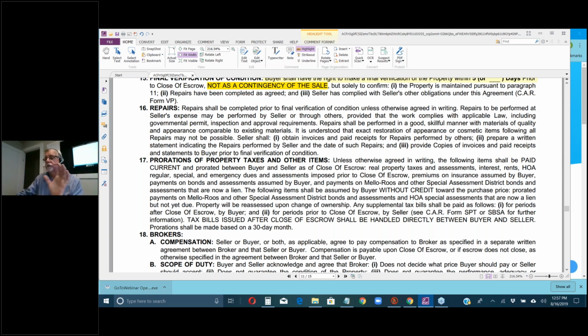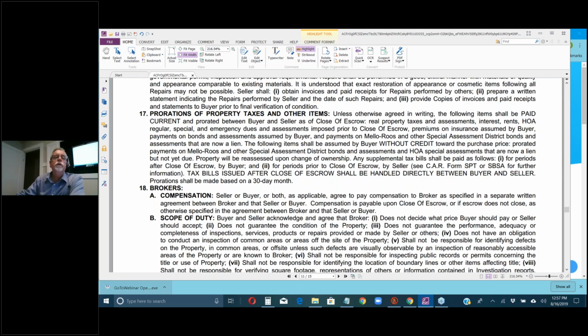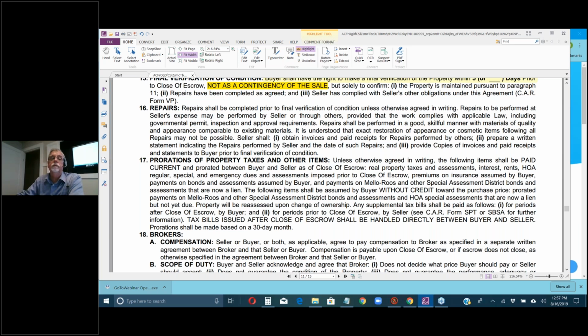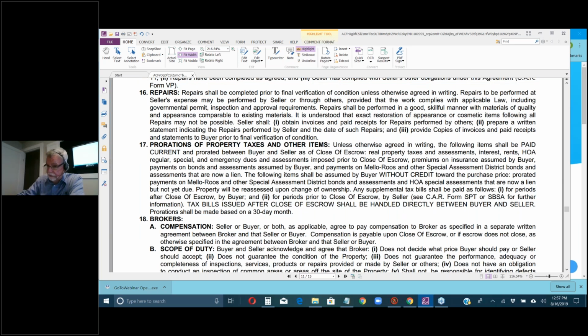I'm going to power through this. Let's start. Repairs, you should be doing them during escrow, but if you're doing them, they ought to be done by licensed contractors and all this other stuff. It doesn't actually say that here, but that's prorations of property taxes and other items. I'm not going to get into that here.